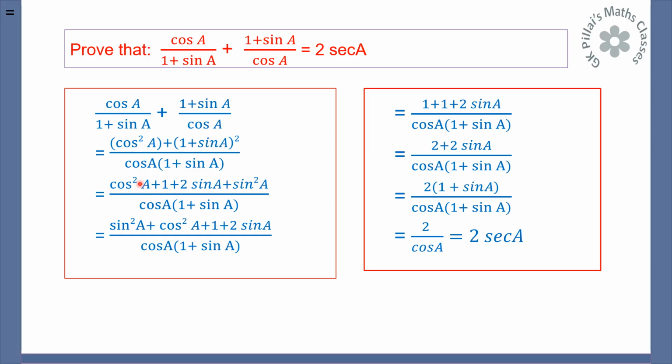Now this you write as it is and expand this one. Next step, you combine these two, sin squared A and cos squared A. The remaining as it is. For this you can write 1 here. It will become 1 plus 2 sin A, and the denominator, we'll take 2 common from this. We will get 2 into 1 plus sin A upon this. 1 plus sin A cancels and you will get 2 upon cos A. 2 upon cos A is nothing but 2 into 1 upon cos A. That will be 2 sec A.